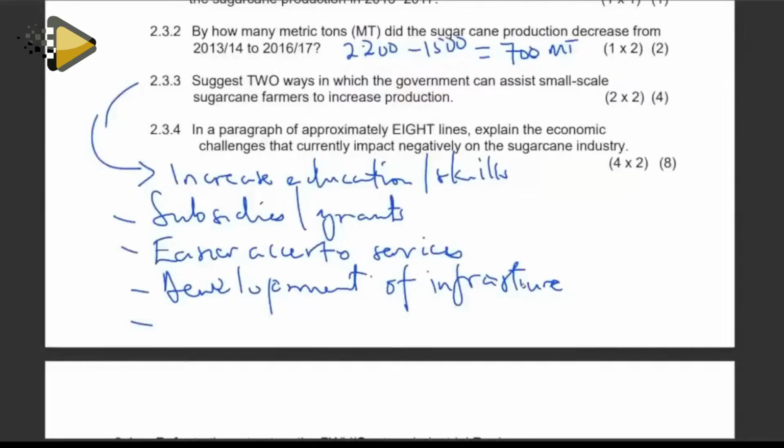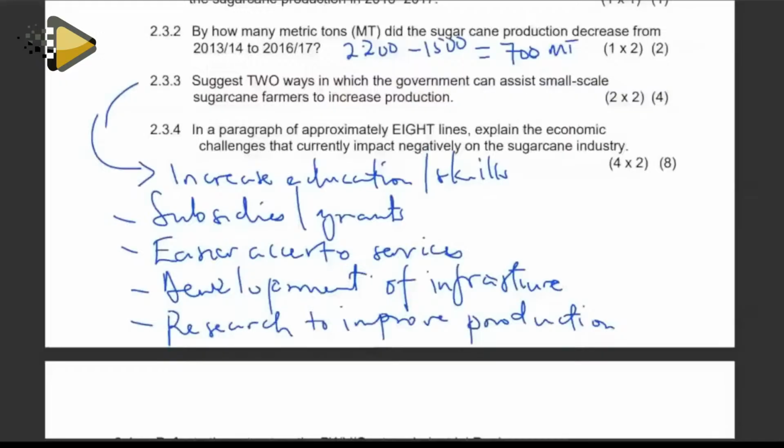And also, the government must engage in research to improve production. The government can research on various ways of producing sugarcane. They can find new ways of how to farm sugarcane through research, such that the farmers will get that knowledge and the skills, and then finally the farmers are going to implement those strategies in their farming businesses, and ultimately they are going to increase their production.